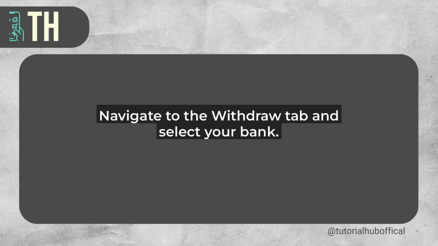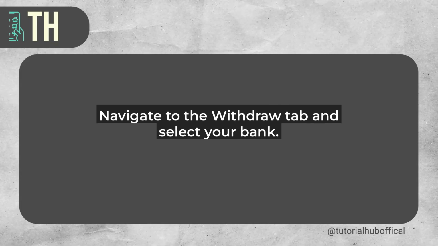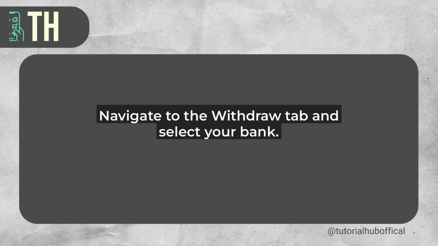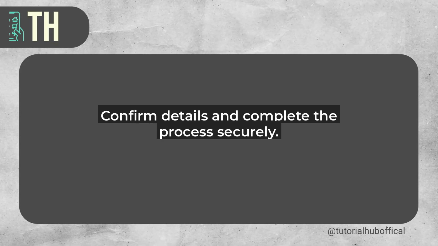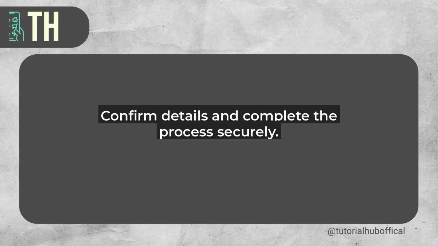After selling, navigate to the Withdraw section. Select your fiat currency, enter the amount, and choose your bank account from the linked options. If your bank isn't linked yet, you might need to add it through OKX's fiat withdrawal partners. Double-check all details to avoid errors, then confirm the withdrawal with your OKX security measures, like two-factor authentication.